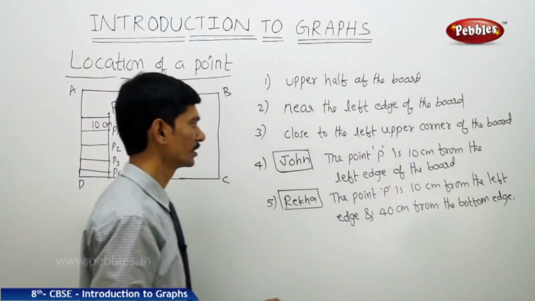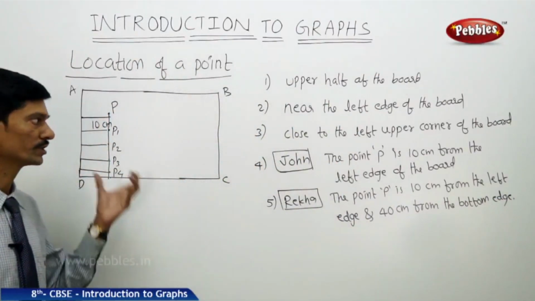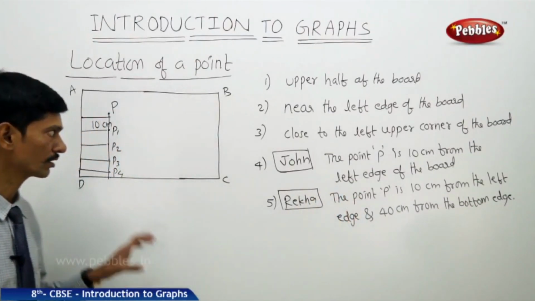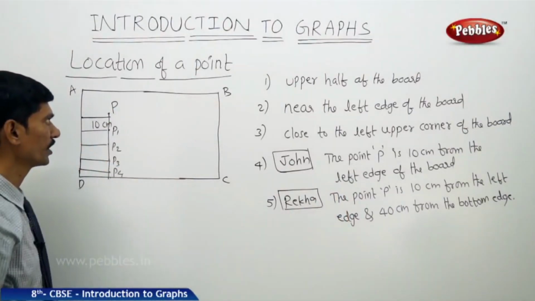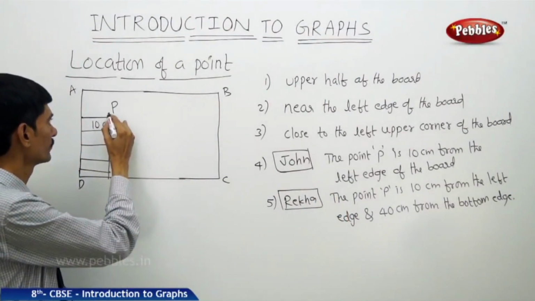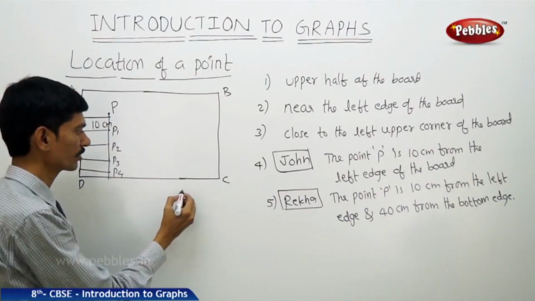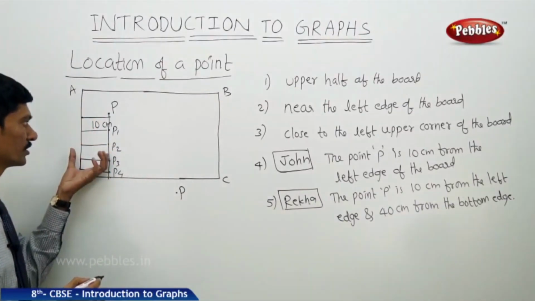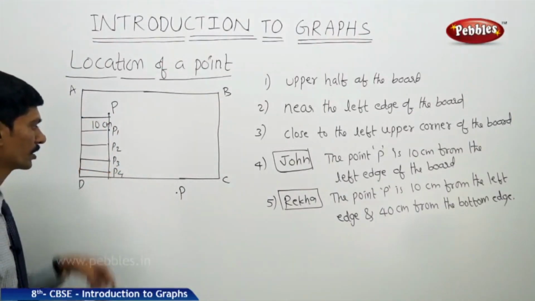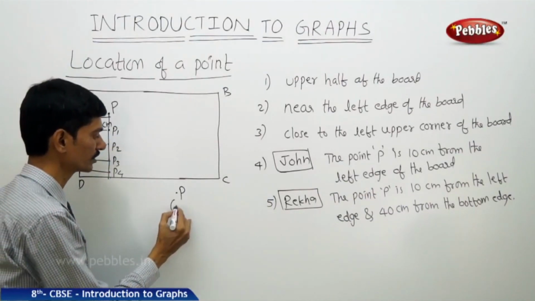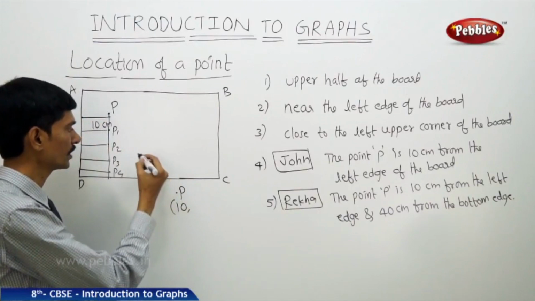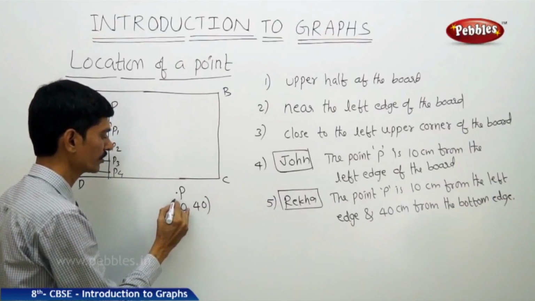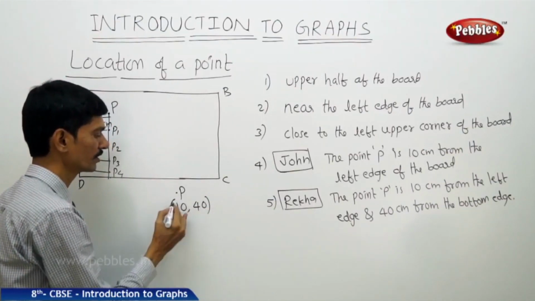Now this statement gives the exact location of the point P. According to Rekha's statement, this describes the exact location of the point P in the given plane ABCD. Now according to the location of a point, we can locate a point P by taking the distance from the left edge and the distance from the bottom edge. So here the distance from the left edge is 10 centimeters, so 10 comma, and the distance from the bottom edge is 40 centimeters, so it is 40. Now the location of the point P is 10 comma 40.